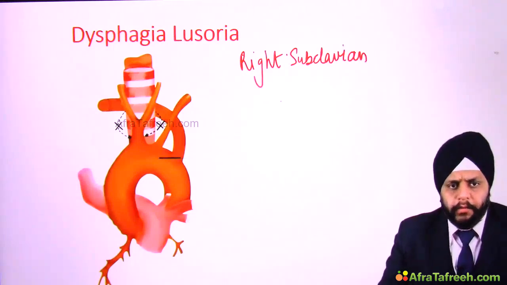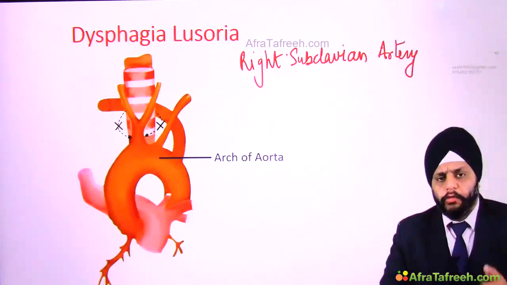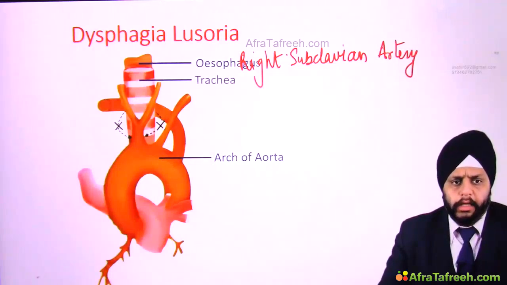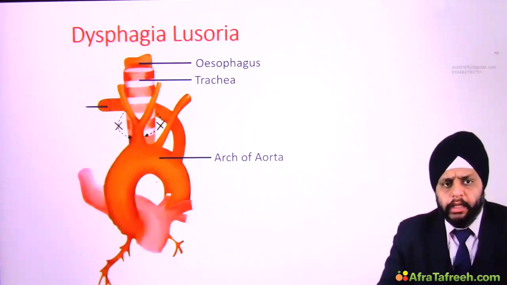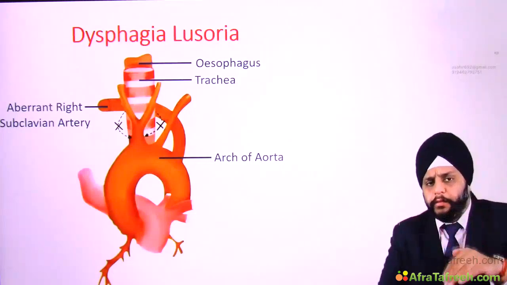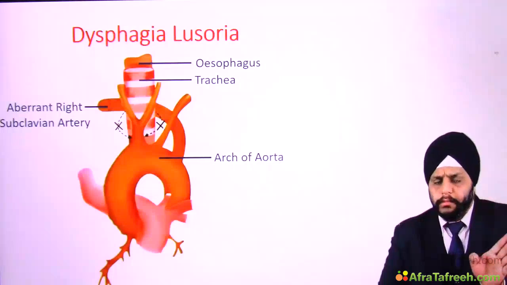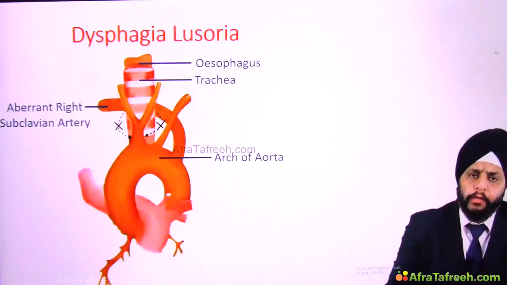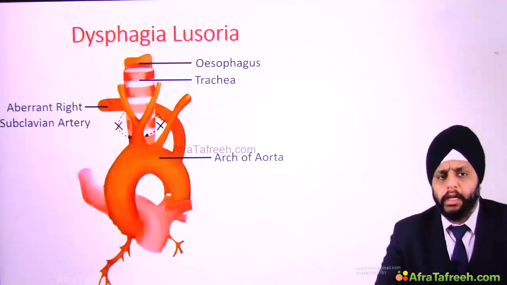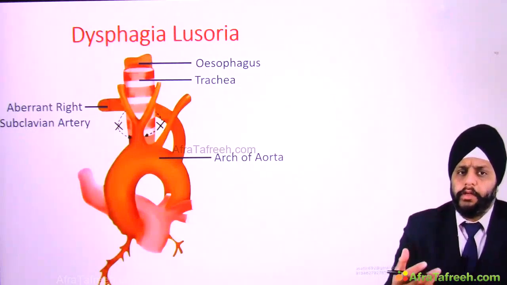This right subclavian artery will arise from the arch of aorta. So you see that this is the arch of aorta in this diagram. You can see the esophagus and the trachea, right? And you can see the aberrant right subclavian artery. Now this aberrant right subclavian artery is arising from the arch of aorta. Okay, and now this artery takes a turn. It goes behind the esophagus to the right side. So you can see this aberrant right subclavian artery, and then it will press the esophagus. So that will cause dysphagia. This is known as dysphagia lusoria.